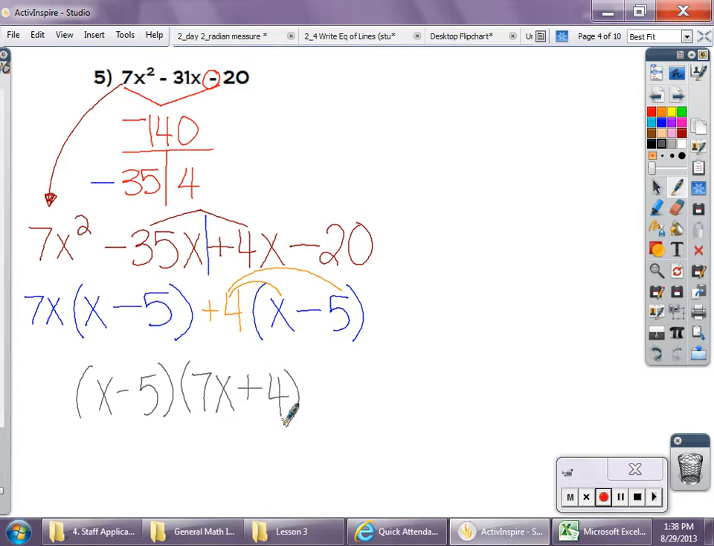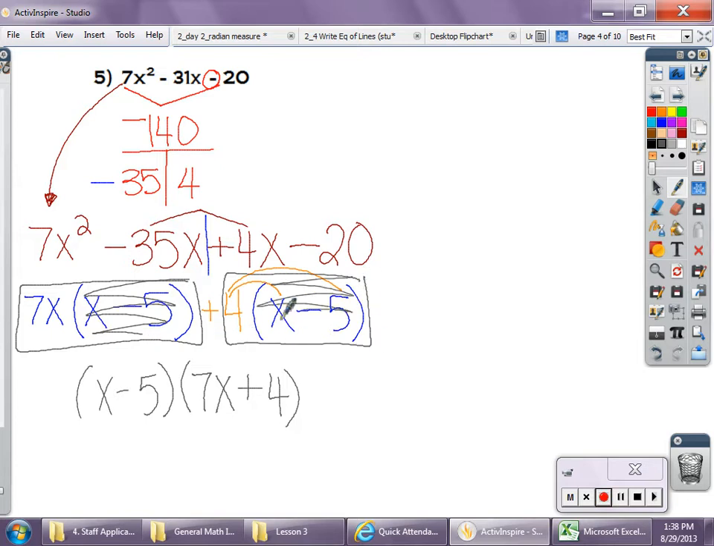So the way you think about it is, if you divide this first entire term by x minus 5, you'd have remaining the 7x. If you divide this whole entire second term by x minus 5, you'd have remaining the positive 4. So in a sense, the second factor gives you those remaining values after you divide out the greatest common factor.